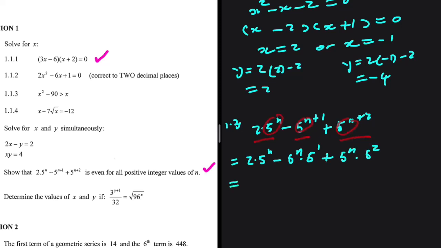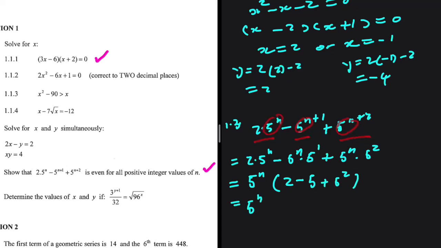Right, so now we can take a common factor of 5 to the power n. As you can clearly see, we have 5 to the power n as a common factor. If I take 5 to the power n out of the first term, I'm going to be left with 2. On the second term, I'm left with minus 5. And then on the third term, I'm left with plus 5 to the power 2.